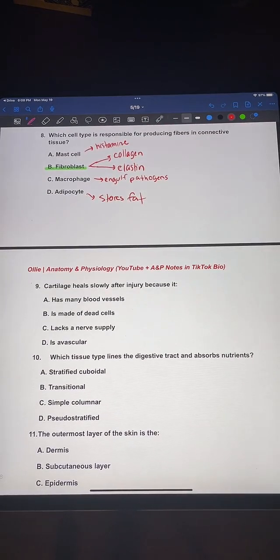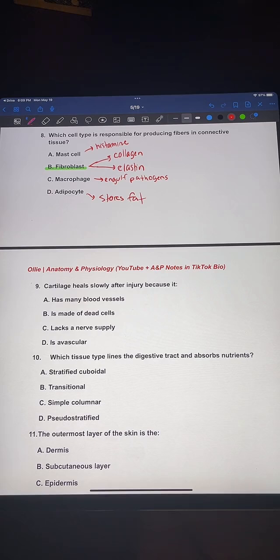And on number 9, cartilage heals slowly after an injury because why? What is the main reason that cartilage would heal slowly after an injury?